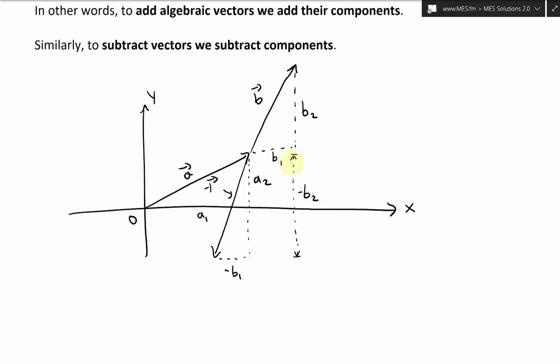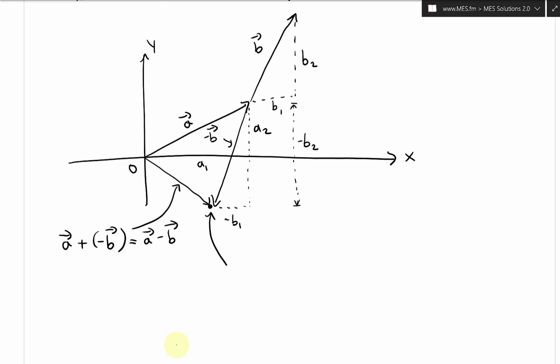And now from here to here, this is going to be A plus, because we go from the tip, so tip there, we're going to add the negative B vector. And now this just equals A vector minus B vector, like that. And now this point right here is just equal to, well, A1 minus B1. And then the second one is going to be A2 minus B2.